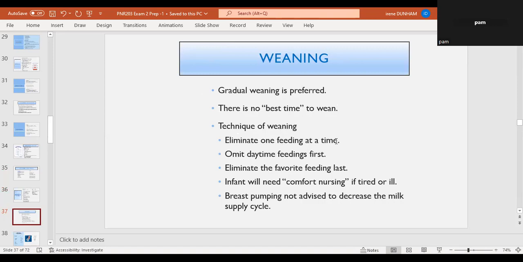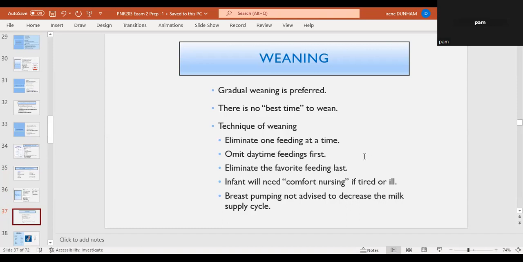So eliminate one feeding at a time. You omit the daytime feedings first. What you do is you eliminate the favorite feeding last. So if, say, at nighttime, that's a special time with you and your baby, and the baby gets very calm, that's his favorite feeding. Well, if I'm weaning my baby, I wouldn't choose that one to be the first one to discard, to take away from him. So during the day, they're usually not as dramatic as the favorite feeding.